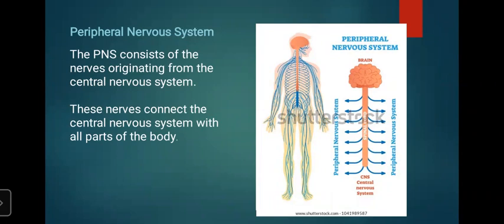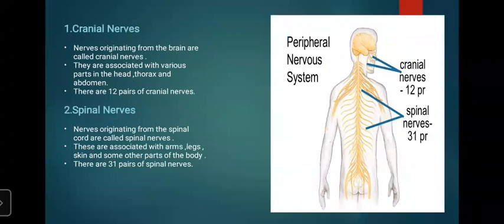The nerves which are originating from the brain come under this peripheral nervous system. Easily it can be shown over there with the blue lines. This blue line shows nerve cells and the orange part is our spinal cord and the brain. These are now cranial nerves or spinal nerves.